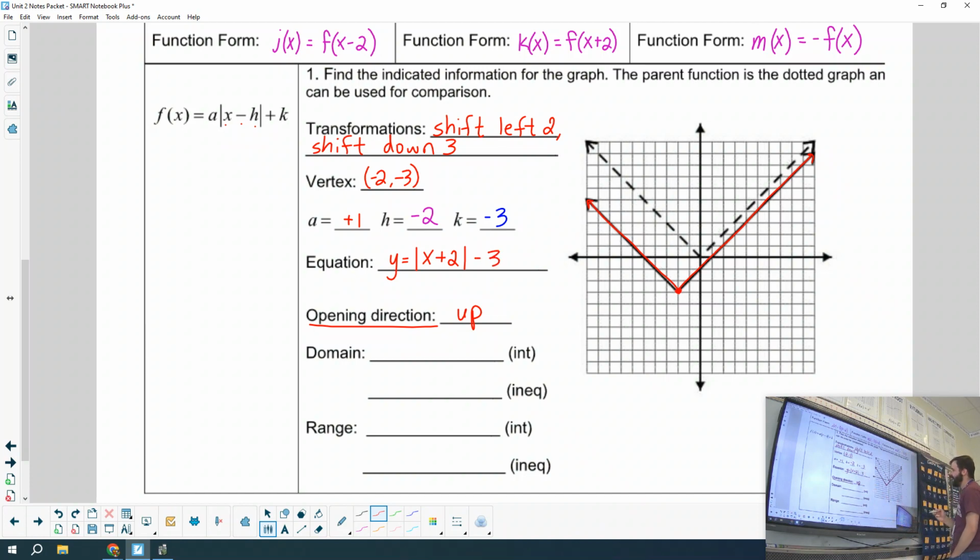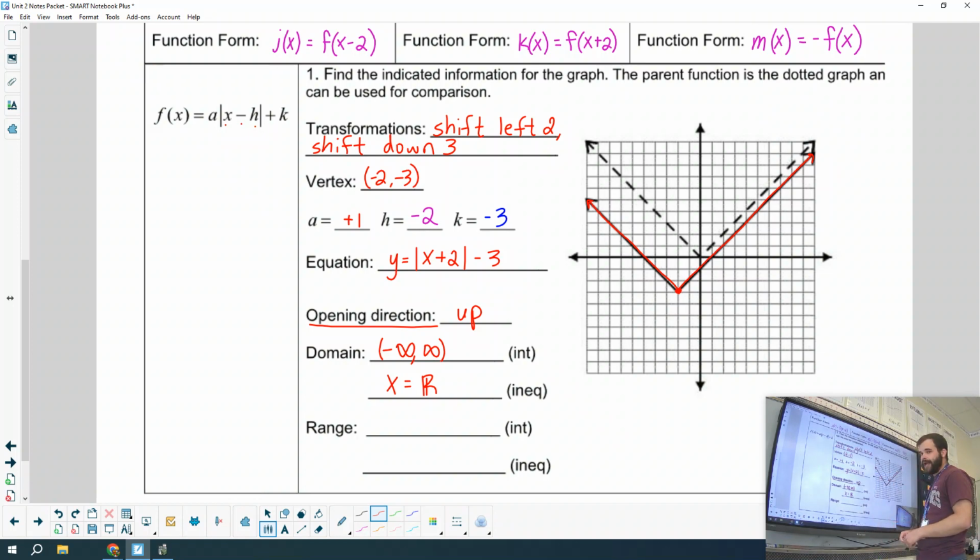Last bit, domain and range. Okay, so listen, for all of your problems today, your domain is going to be -infinity to +infinity, or x is equal to all real numbers. However, what about your range? Your range is your up and down. So for my domain, it goes forever to the left, it goes forever to the right. That doesn't change. But my range is different, okay?